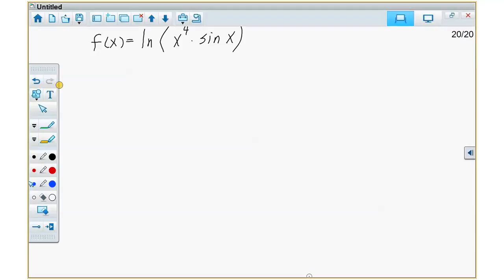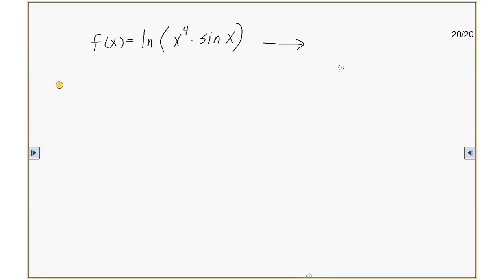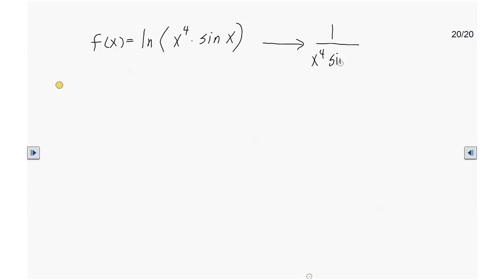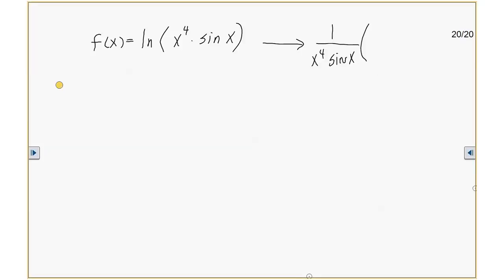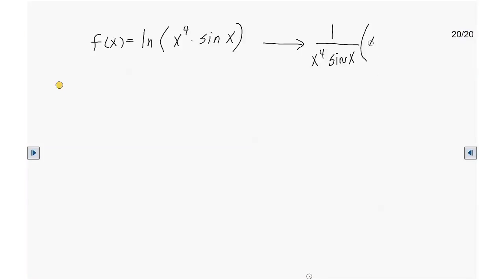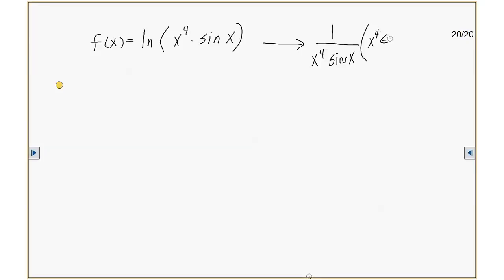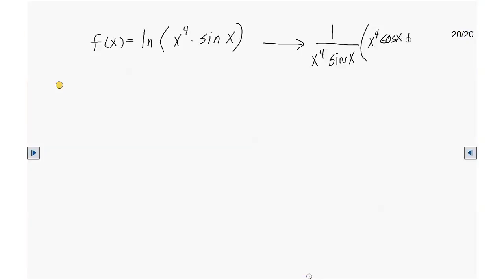I don't understand why that little thing is still there. You could go over here and say, well, you know what? I really want to do it the complicated way. I really would like to do 1 over x to the 4th times sine of x, and then multiply by, here's your product rule, Ms. Anderson. First times the derivative of the second, what's the derivative of sine? Cosine. Plus the second times the derivative of the first, 4x to the 3rd.